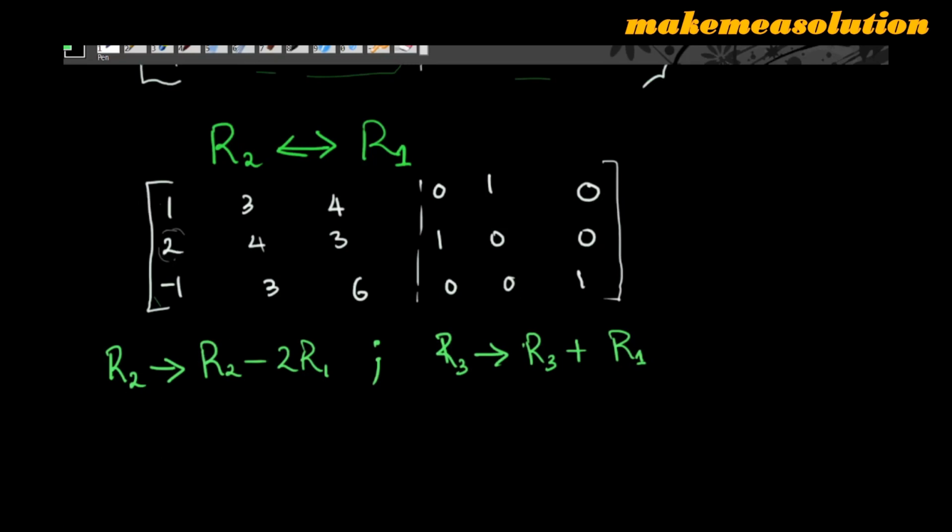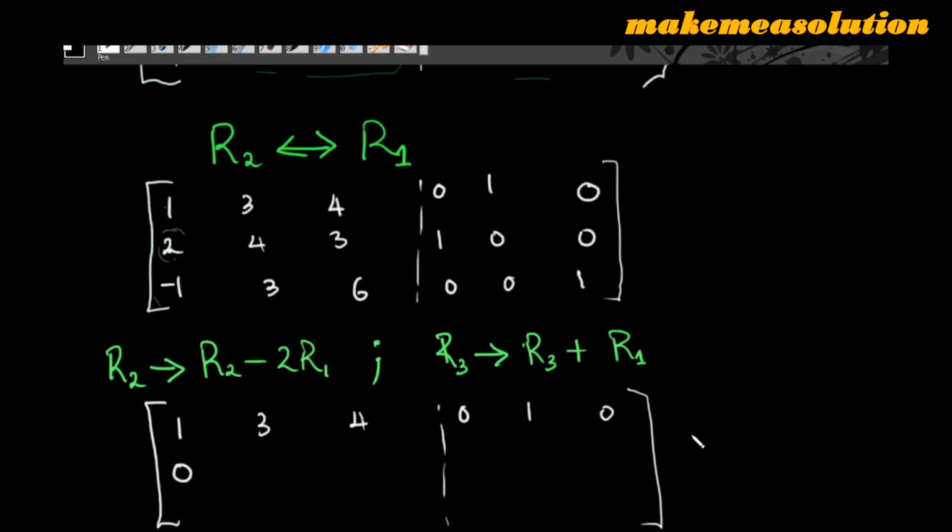So let's dive in and see how it goes. Row 1 stays as it is, 1 3 4. Then you have your what? 0 1 0. So this is where we begin to convert what? Row 2. So row 2 minus 2 row 1. 2 minus 2 times 1 is what? 0. So that's 2 minus 2, 0.